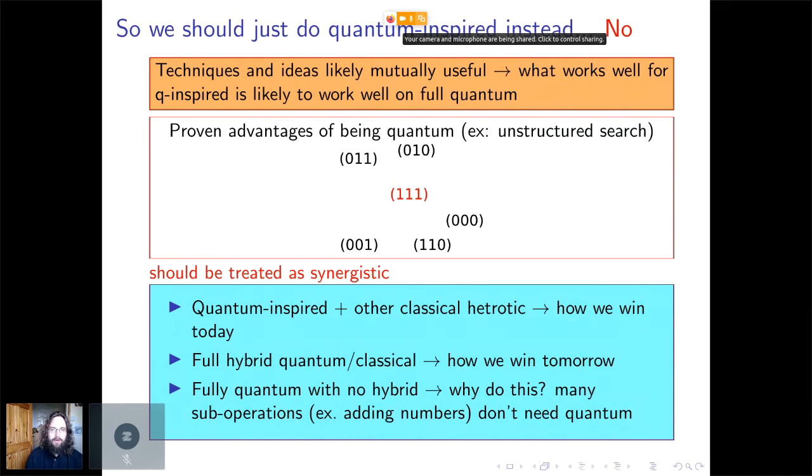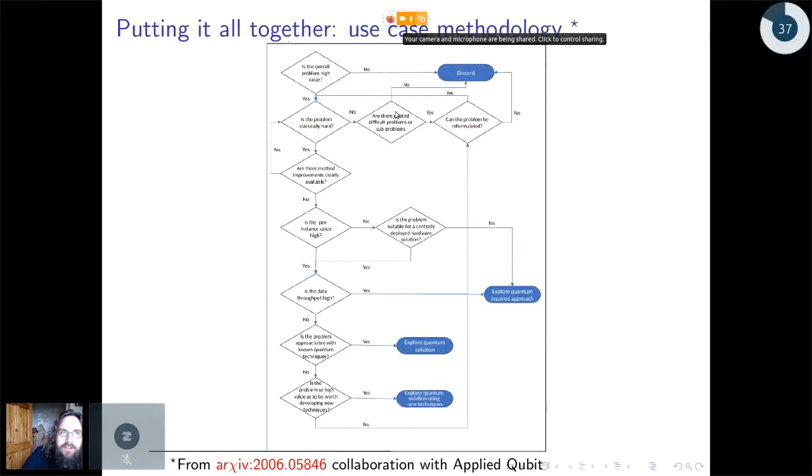You should think, okay, quantum inspired is kind of how we'd win today. Full hybrid quantum classical is what you might do in the near future, or maybe less near future, depending how optimistic you are. And then you say, okay, well, the next thing you'd expect is you just do everything on quantum. Well, why would you do that? Sub operations like adding numbers, you don't really need quantum for. So you probably never actually do that, because what's the point? But I've probably talked enough on this.